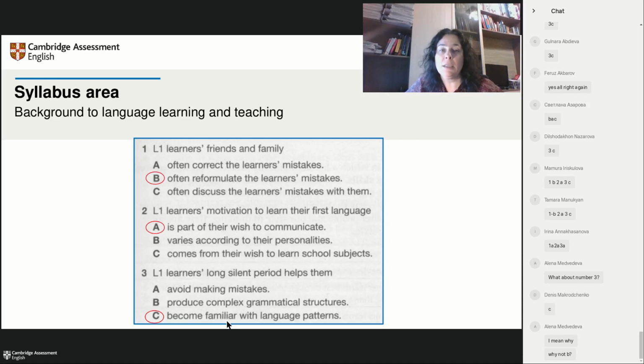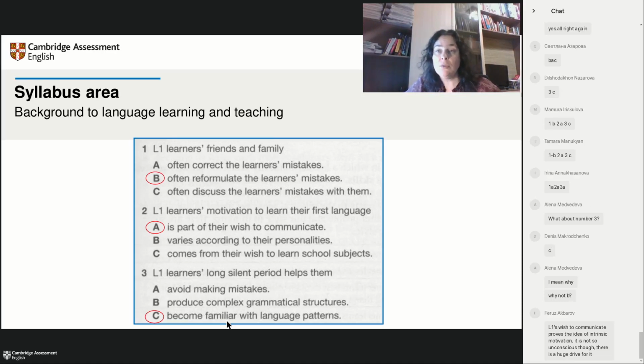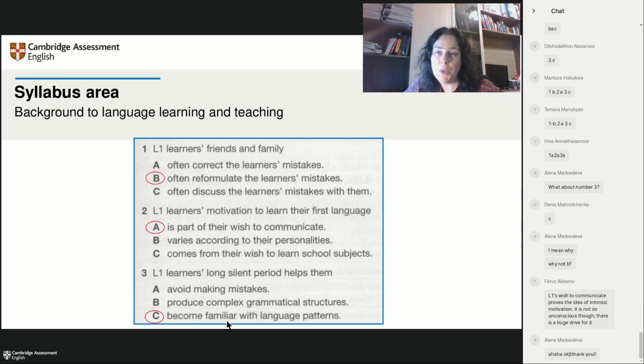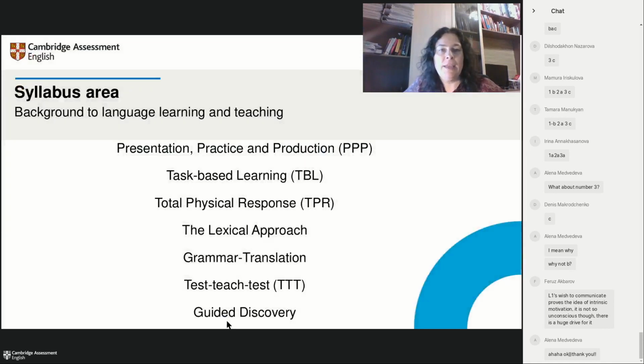But they're becoming familiar with their language patterns, and eventually they start talking. So that's it. Okay. So what is the most interesting area perhaps for teachers is different techniques and presentation techniques.